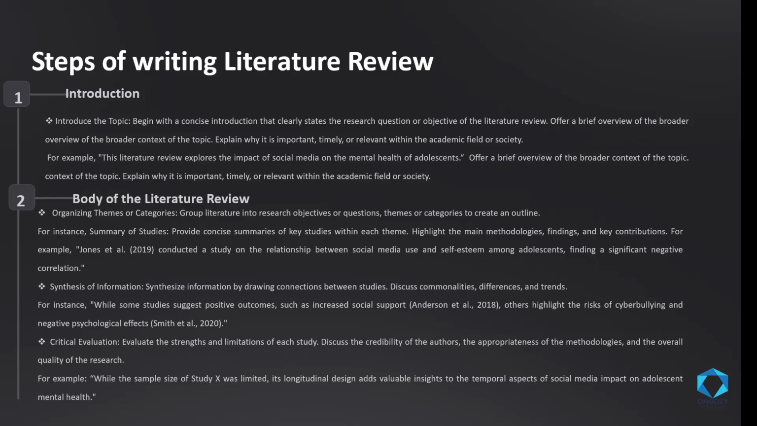In this area, we are just going to highlight the steps. Yes, so let's just look at the outline of how your literature review looks like. Number 1, it has to have an introduction. This is where you introduce your topic. Ensure that your topic is concise and it states clearly the research questions and the objective of your literature review. Offer a brief overview of the broader context of the topic. Okay? Explain why it is important, why it is timely or relevant within the academic field and the society.